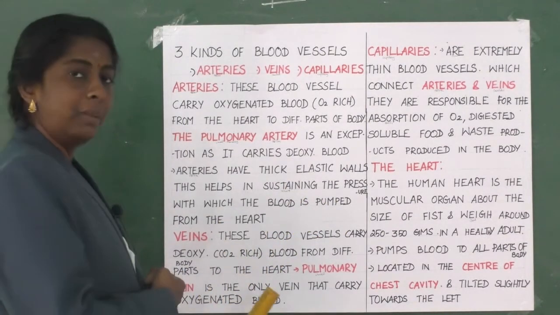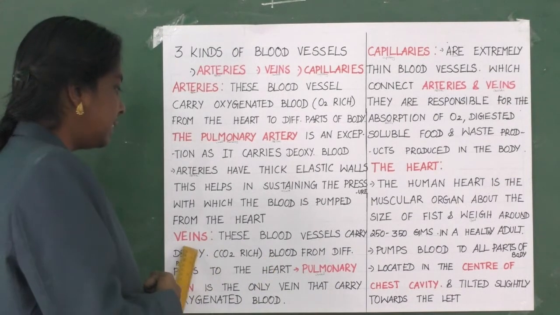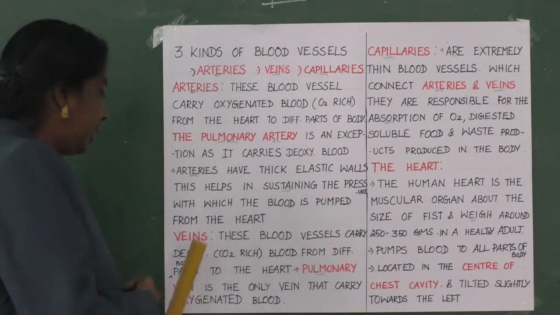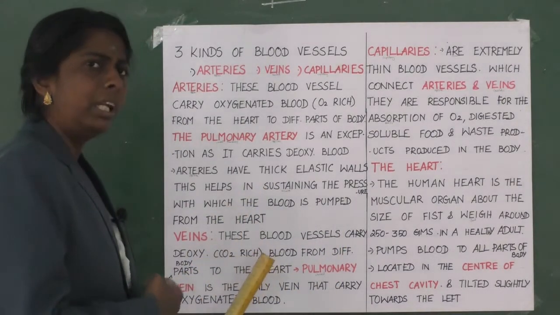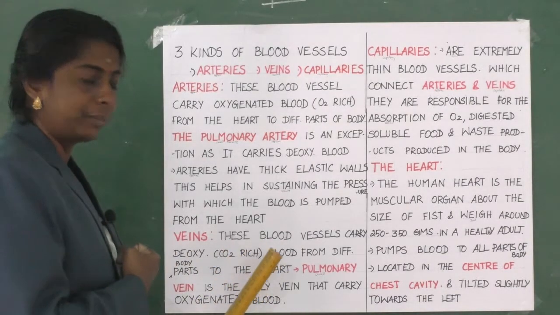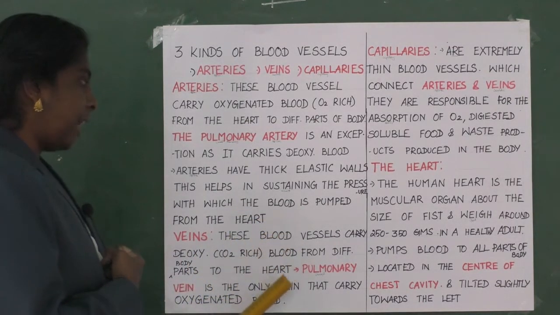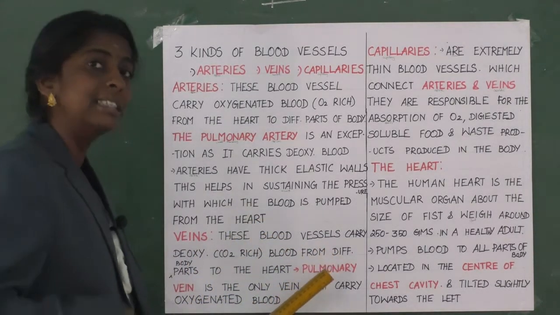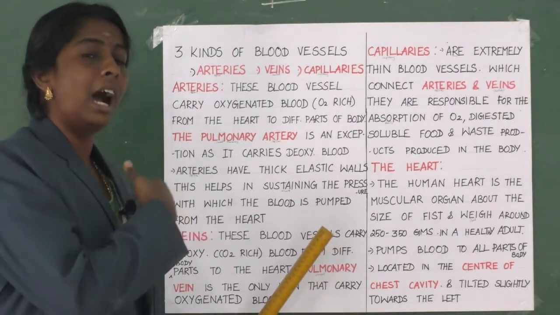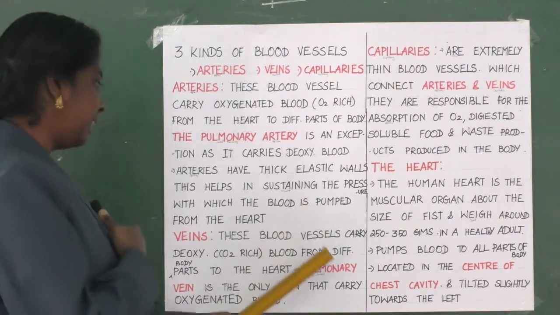The next type of blood vessel is the vein. These blood vessels carry deoxygenated blood. What do you mean by deoxygenated? They are carbon dioxide rich. So deoxygenated blood is carried from different parts of the body to the heart. Which one is carried? Deoxygenated blood. Clear?